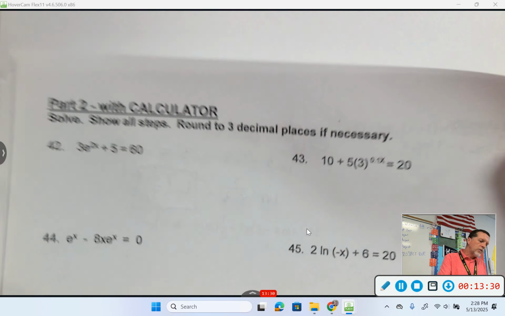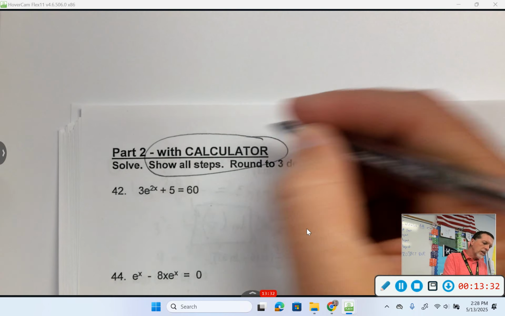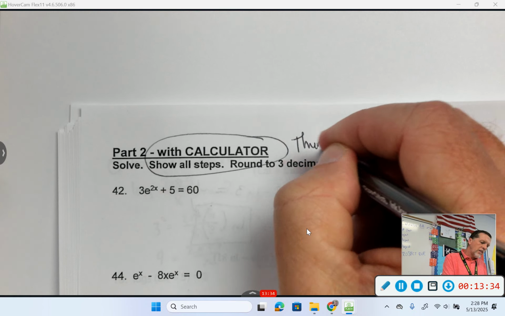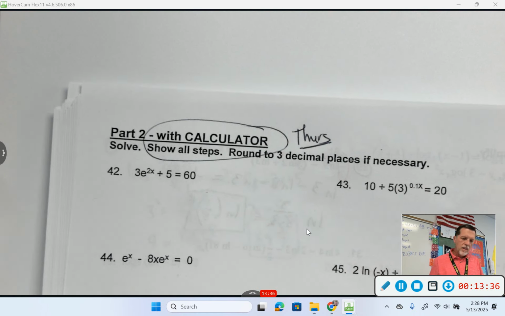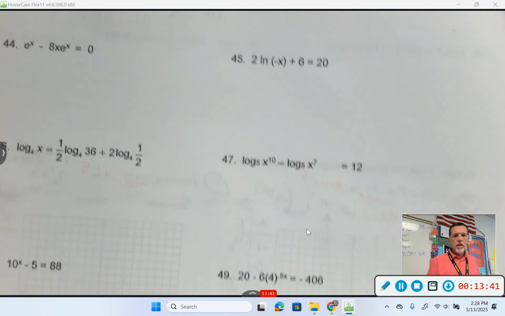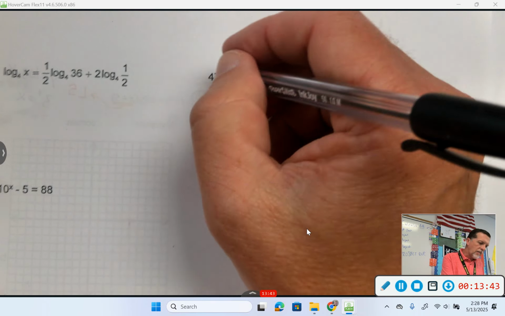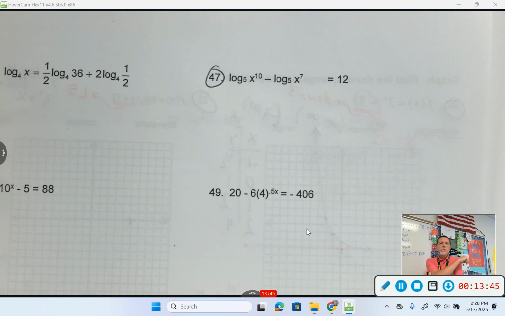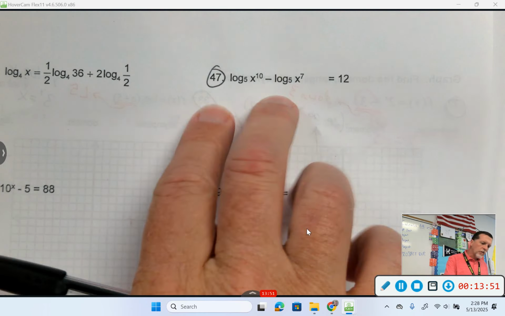All right, now we're on to the with calculator part. So this would be Thursday's portion of the exam. And let's look at 47. Let's see. I have a calculator, so I'm expecting weird answers here. What should I do first on 47?